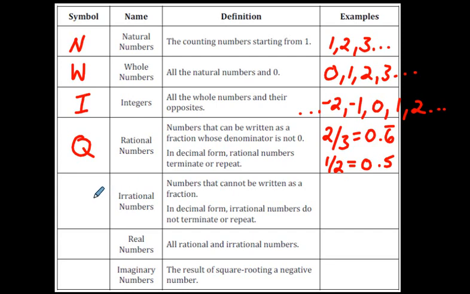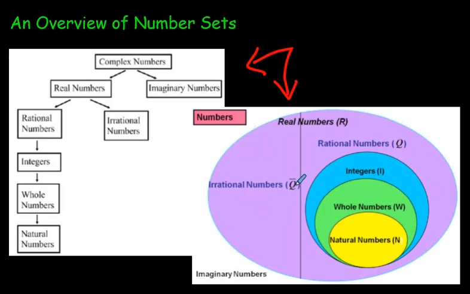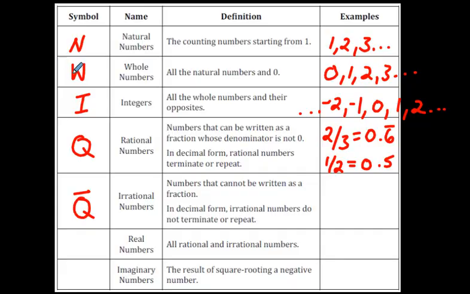So an irrational number, the symbol is a Q again, but with a line over the top, I believe. Let's look on the next page. Yeah, Q with a line over the top. It doesn't mean that the numbers are crazy, but it is a number that can't really be written as a fraction, and if you write it as a decimal, it does not repeat and it does not stop.